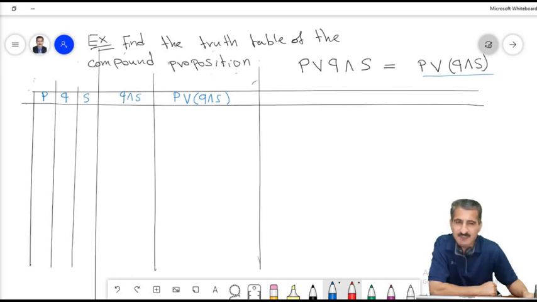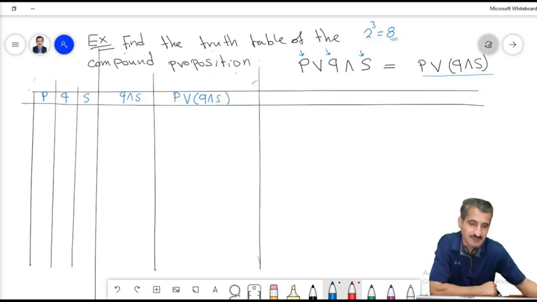We must have 8 cases. How do we know we must have 8 cases? Because we have 3 propositions, 1, 2, 3. So we have 2 to the power 3, and then we have 8 cases. We have 8 cases to consider. If we have 4 propositions, then we have 2 to the power 4. And why is that? Because each proposition will take 2 possibilities.